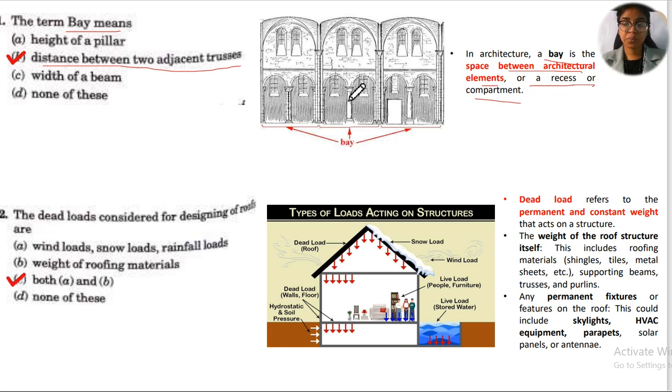So this is your bay. Like they are talking about this one. It can be a bay. This one will be a bay. Here to here also is your bay. So it is the distance between two adjacent trusses or any two adjacent arches or any structure. So basically it is this distance. So this is known as your bay.